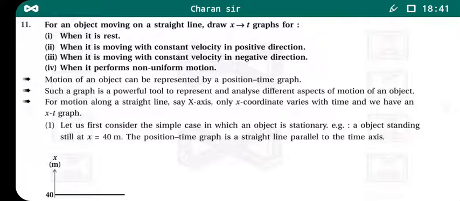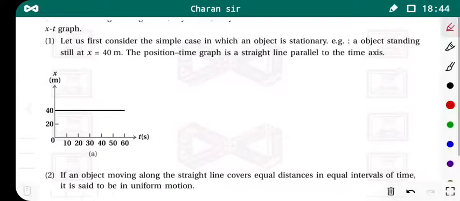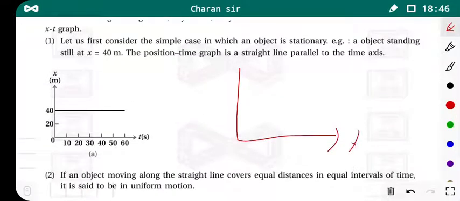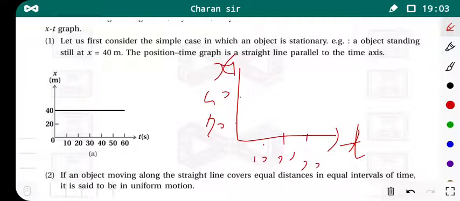So in the first case, when the object is at rest, this is our x-axis and this is the y-axis. We take the position of the object on the y-axis and the time taken on the x-axis. Now we take some scale. At the initial time, 0 seconds, suppose our object is standing at this point, that is 14 meters. Now as time passes, suppose after 10 minutes the object is standing at the same point, 14 meters.